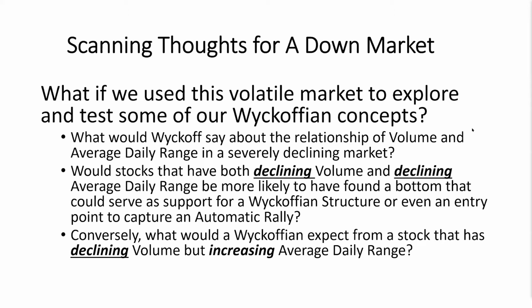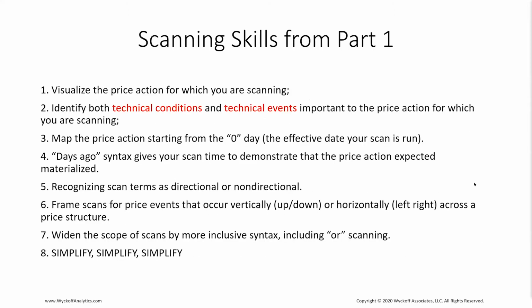Let's take a look at some of the skills that we learned in part 1 of our course, and we'll be covering these in part 2, so you needn't be concerned about having missed part 1. We'll go over visualizing price action, identifying technical conditions such as accumulation or distribution, and the events that are important to those. What events signal to us that we are in accumulation or distribution?